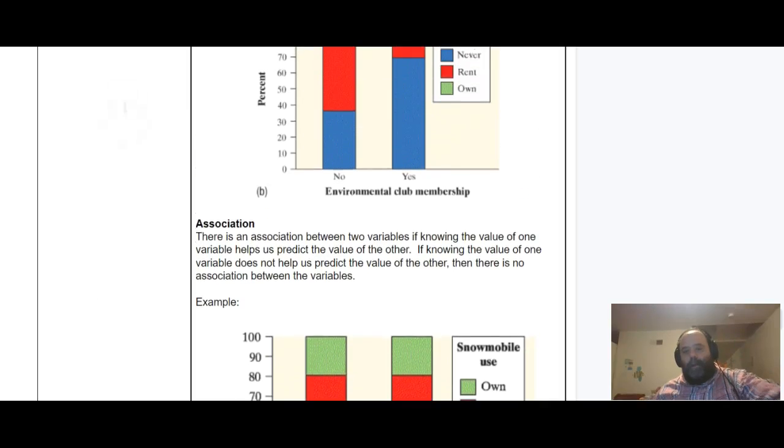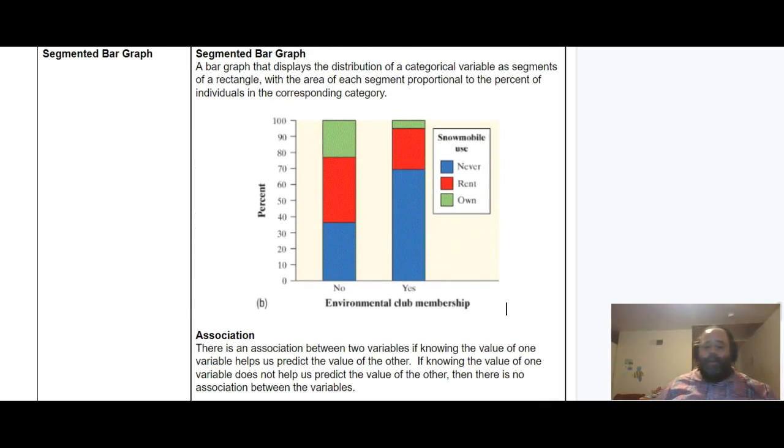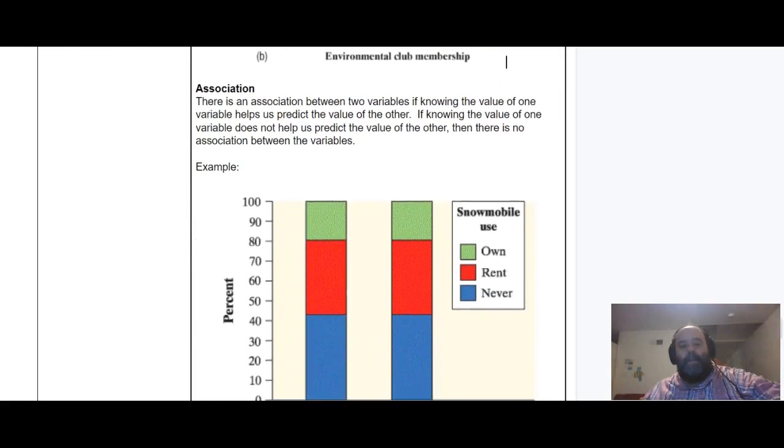If we go back to the original one, oh yeah, these are associated. The group that is in the environmental club is far more likely to be a never. And the group that's not in the environmental club membership are more likely to be renters and owners of snowmobiles. So your status as environmental club member is more strongly associated with your snowmobile use patterning.